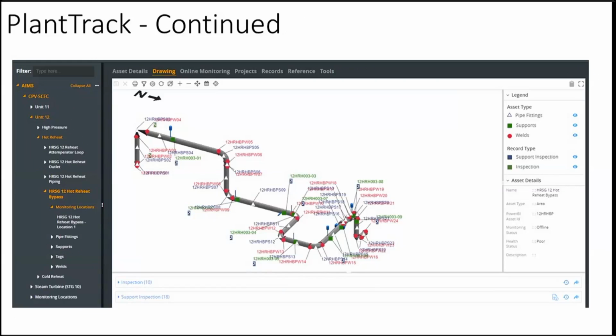Then I believe Eugene kind of showed this earlier. Structural Integrity makes a nice 3D model of the actual piping system and labels all your pipe fittings, supports, your welds. Then you can also see where the support inspection was and the weld inspections. Very user friendly.